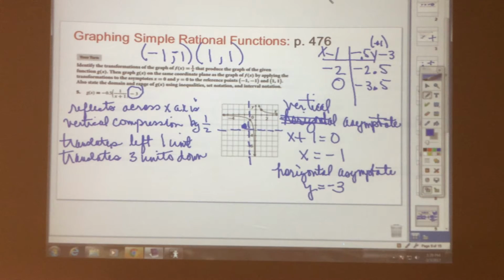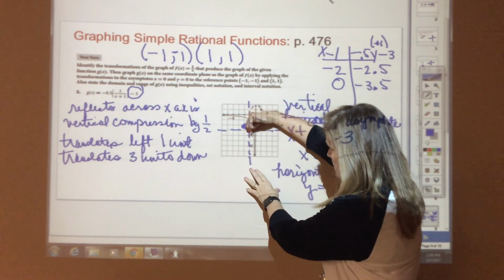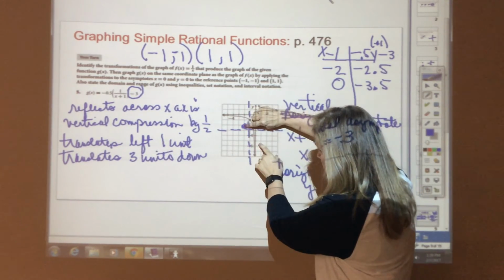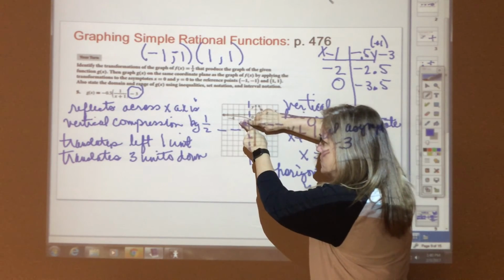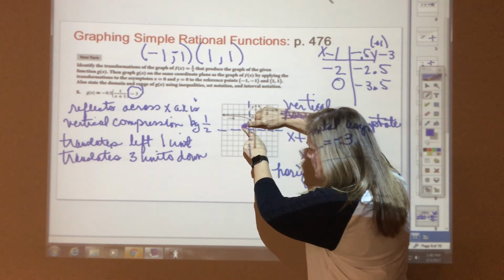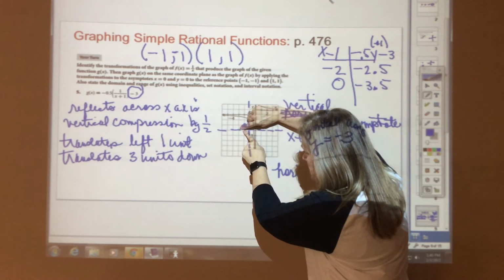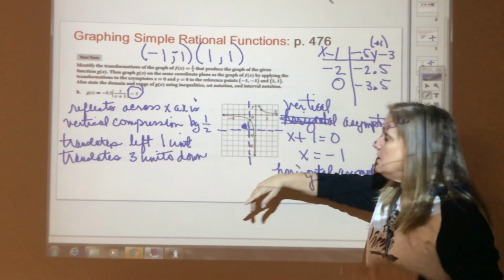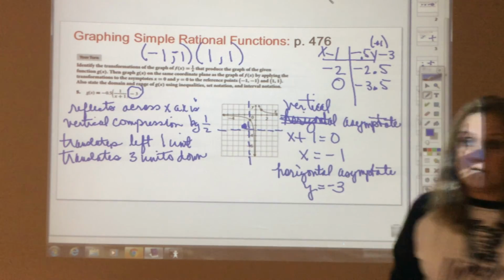Now, notice where this point is. Here's a vertical asymptote. Here is a horizontal asymptote, and that point is up there in that corner. Which means when you draw your graph, it's going to go up close to that asymptote and never touch, and it's going to go down close to that asymptote and never touch. Okay? But notice that asymptote is not 0. Okay? It's negative 3.